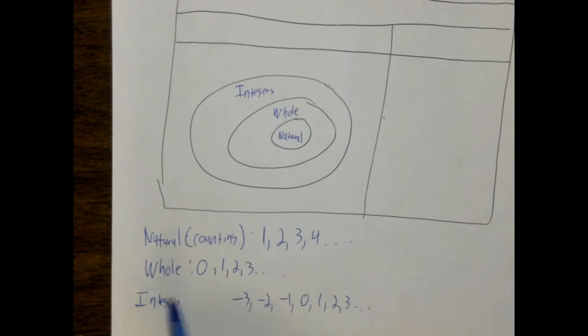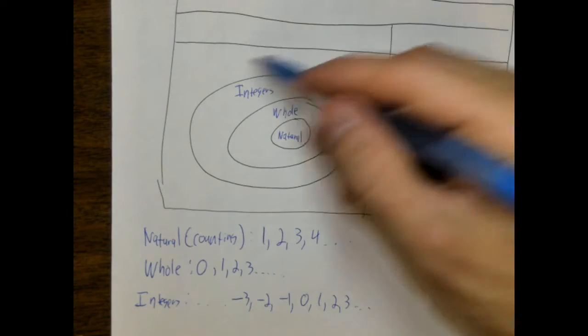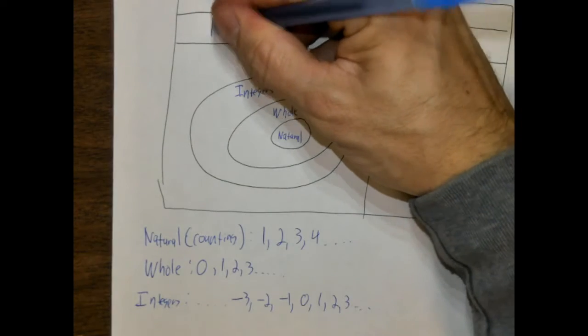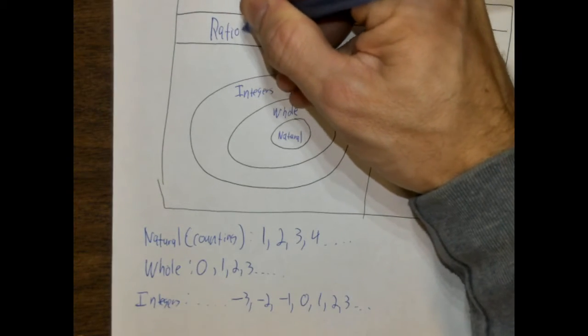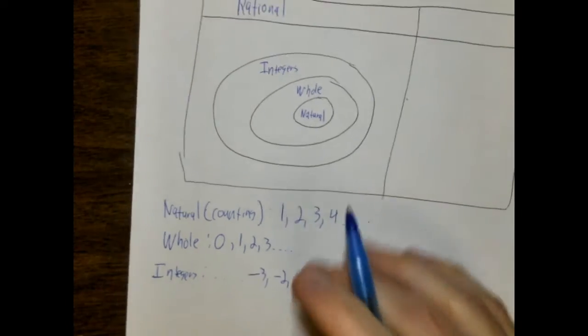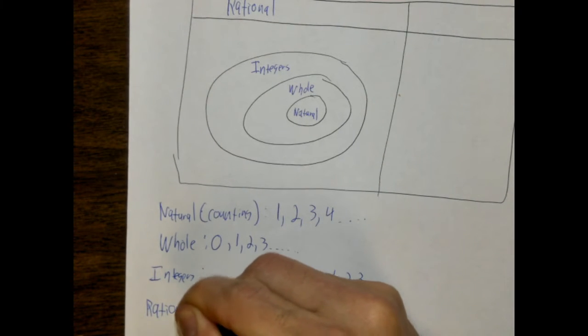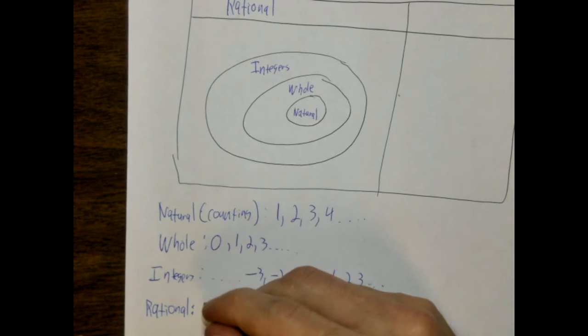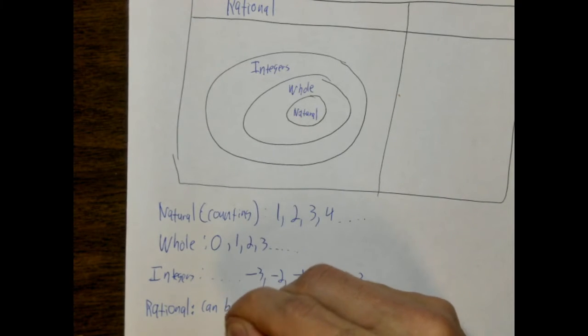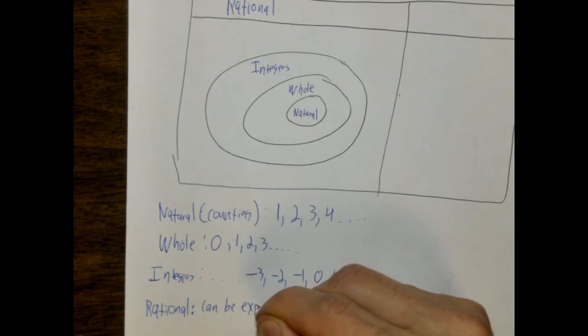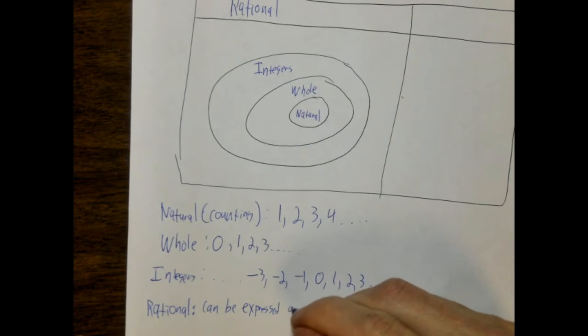So you can think of integers as the numbers that appear on a number line. When you look at a number line in a classroom, most of them have negatives, 0, and positives, but there's something missing which we're going to get to. Now, all of these numbers are considered rational. Okay? Now, rational numbers are numbers that can be expressed as a fraction.